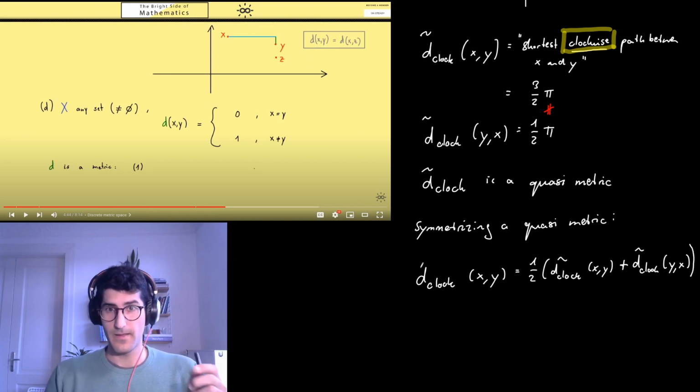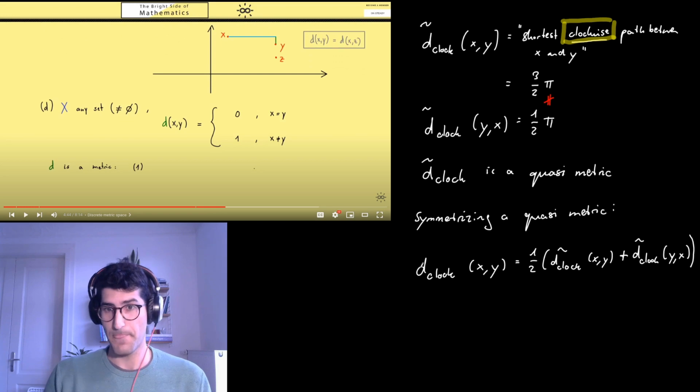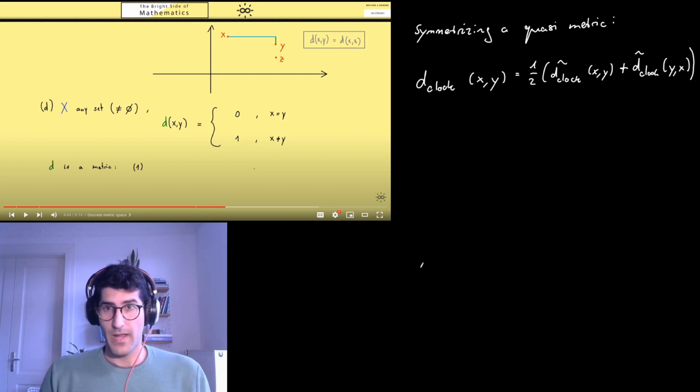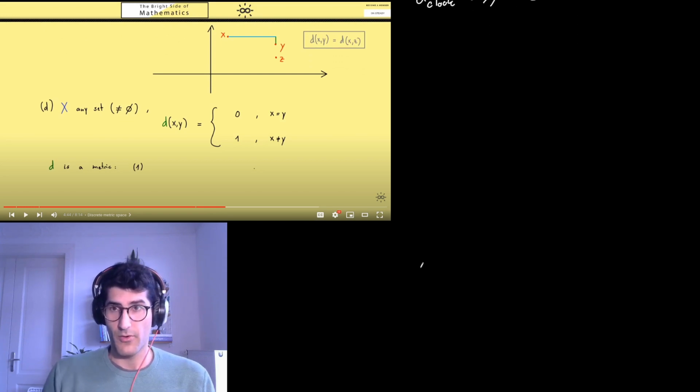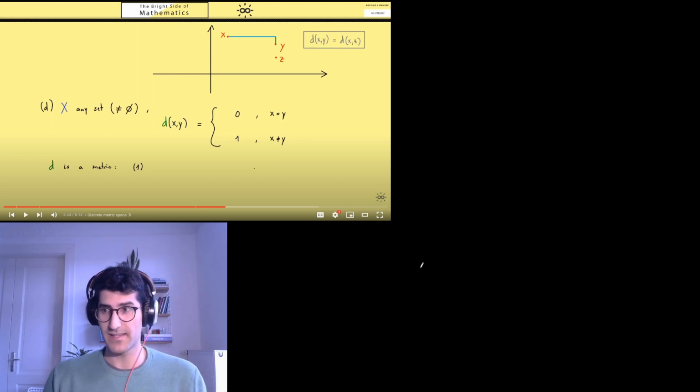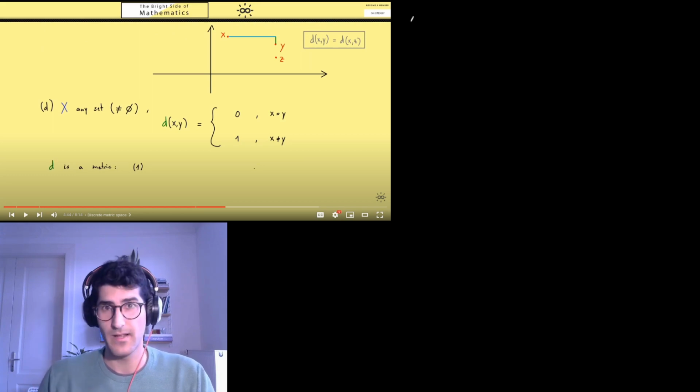So we have now an example for a quasi-metric, so a mapping that is not symmetric. We have also an example for a notion of distance that does not fulfill the positive definiteness or the definiteness part. So now for the last counterexample that I want to share with you today, let's talk about the triangle inequality.